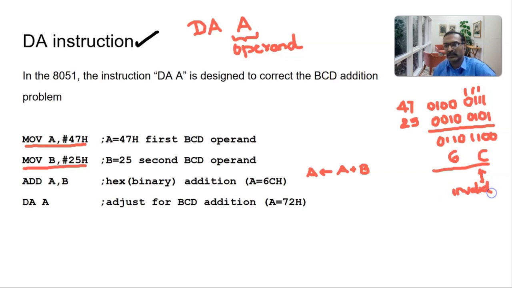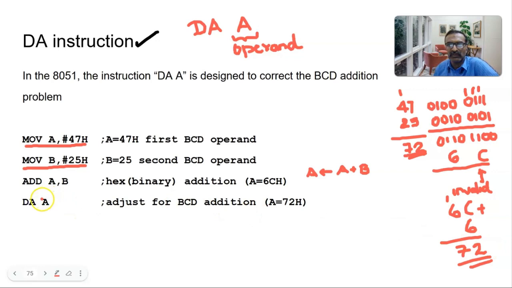So you should add 6. C plus 6 should be added. So C plus 6 is C, D, E, F, 0, 1, 2. Carry 1, 6 plus 1 is 7. What is the sum of these two numbers? 7 plus 5, 7, 8, 9, 10, 11, 12. 4, 5, 6, 72 is the expected answer. And when we do this correction, it is 72.